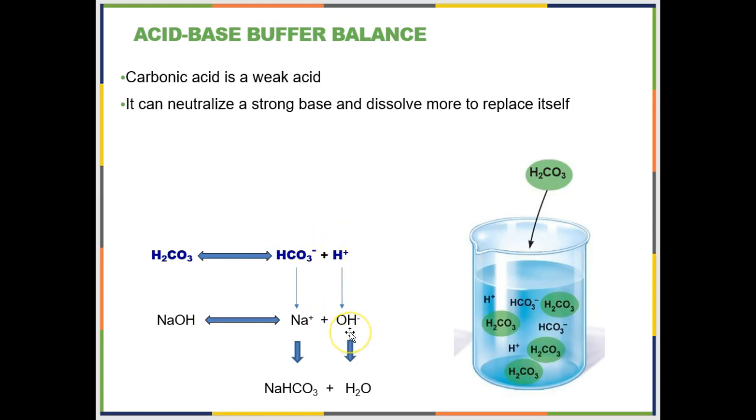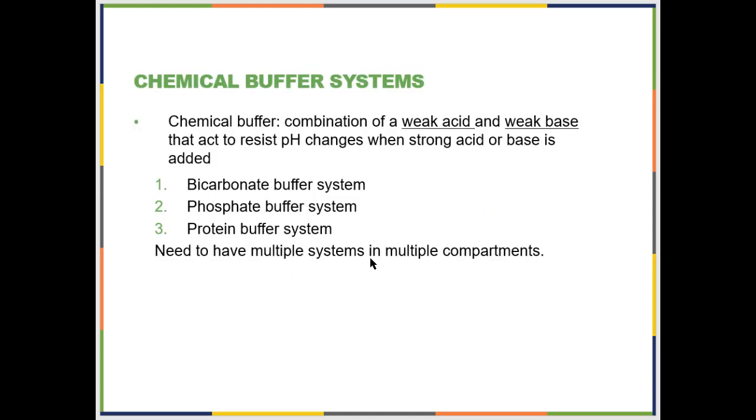that you lost here. So you can add base to the solution and the pH doesn't change because you have excess acid that has not liberated its hydrogen ions. You can think of weak acids as spare hydrogen ions that can be released when needed. So then we go into the chemical buffer systems.